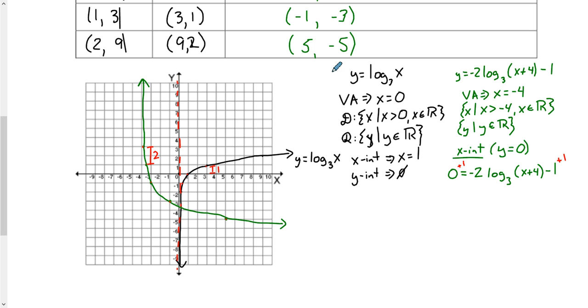So we get 1 equals -2 log base 3 of x plus 4, divided by the -2.